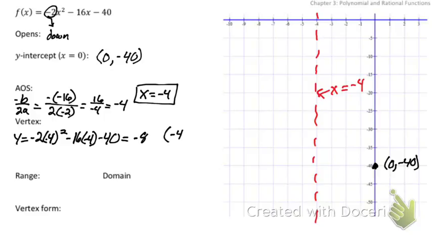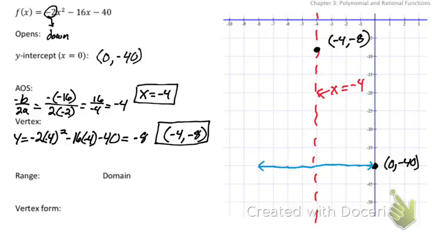So that would be the point negative 4, negative 8. So we have a vertex at negative 4, negative 8, which is maybe about here. And remember, now we have a good graph of this. Because we look at that point, that 0, negative 40, I just count how many units that is away from my axis of symmetry. That's 1, 2, 3, 4. So I must be able to go 4 in the other direction. 1, 2, 3, 4. And I should have a point right over there.